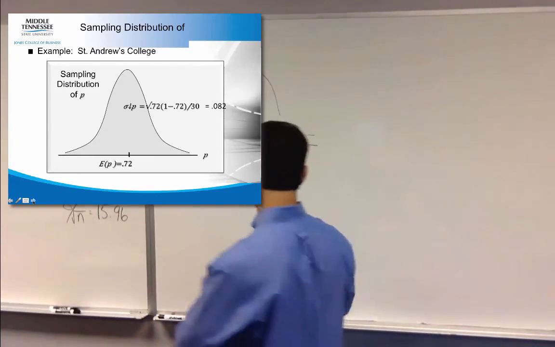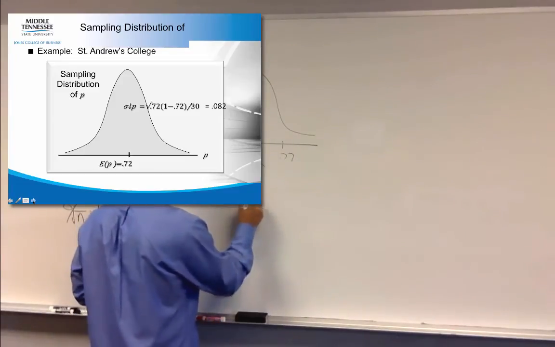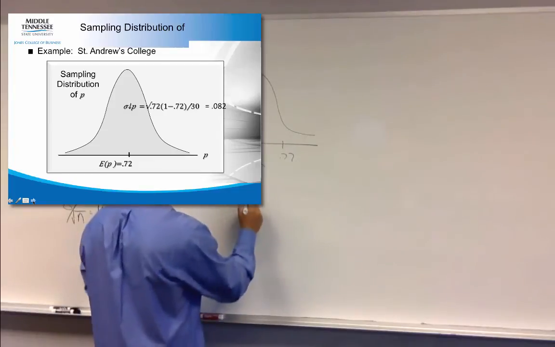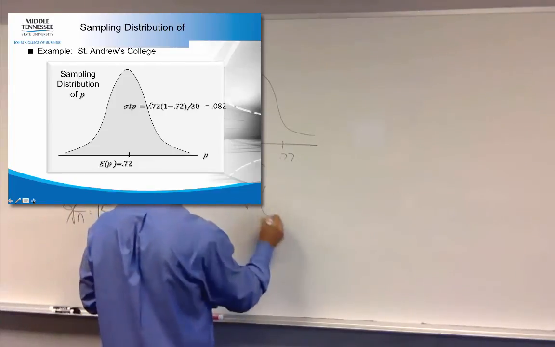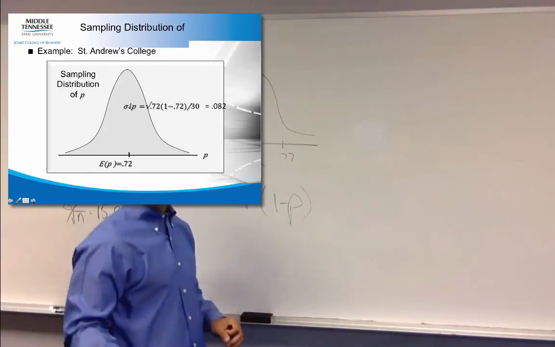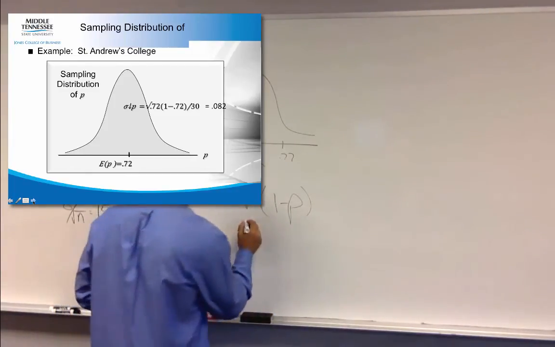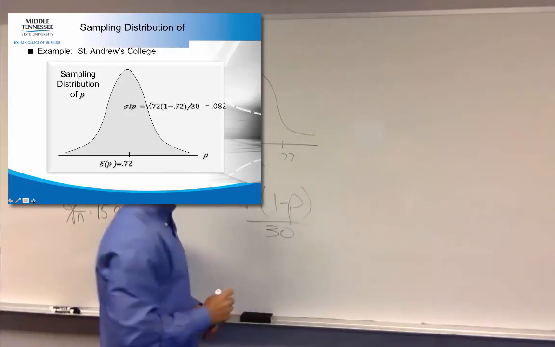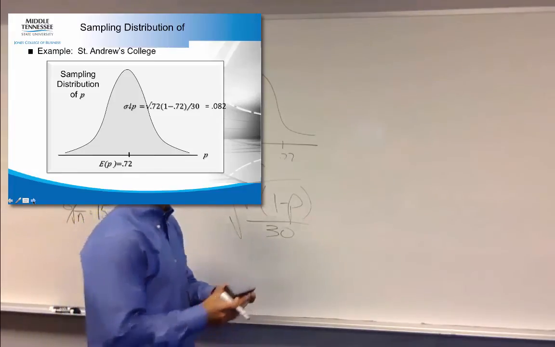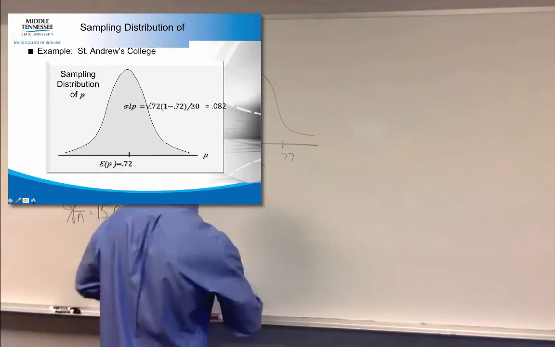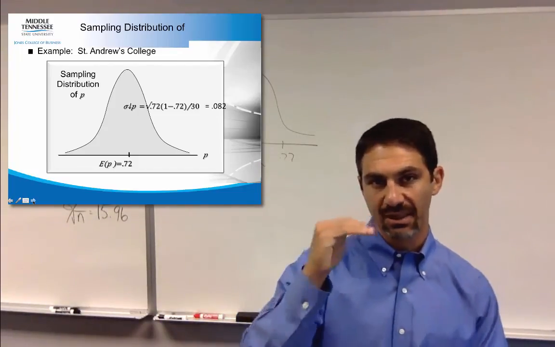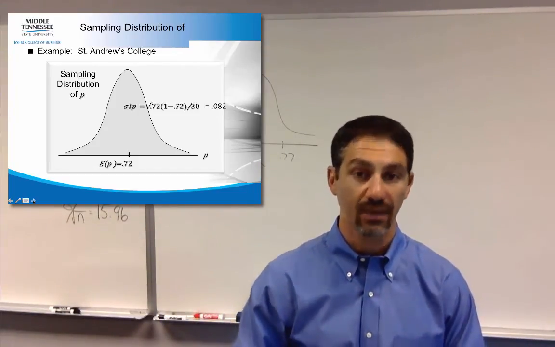But you're going to take the population proportion times the complement of the population proportion, divide that by 30, and then take the square root of that, and you get 0.082. So that's where that 0.082 comes from. That then becomes the denominator of our z-score calculation.